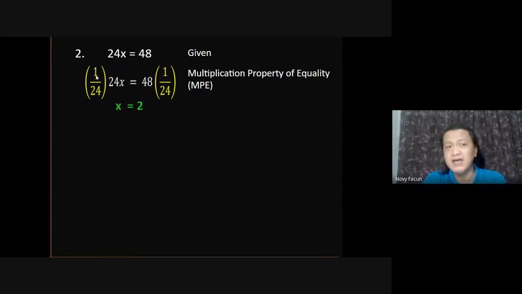Okay, so yung iba, ginagawa nila, dinidivide na lang nila by 24. Pwede naman yung shortcut siya. But you have to remember this is under of multiplication property pa rin siya. And that is our solution, x equals 2. Okay, kapag hindi ka sure, you are going to check.